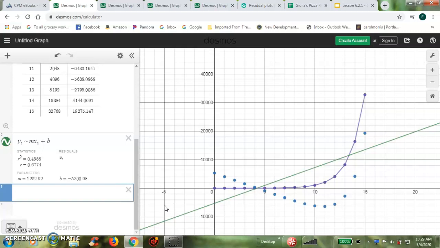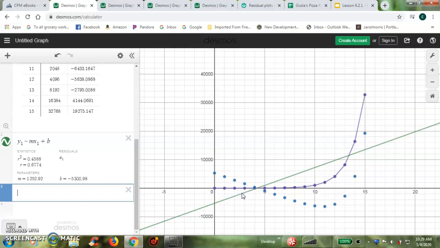Okay, so there you can see. In fact, you know what? The residual plot already came up because I had done it before. So I want you to see what's happened here. We've got a line, and our curve is the one that I've connected in purple. The residual plot is in blue here, and you see the residual plot itself is curved.